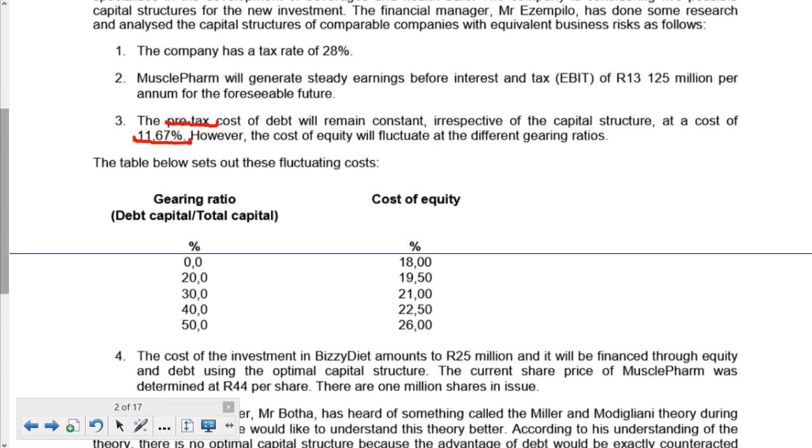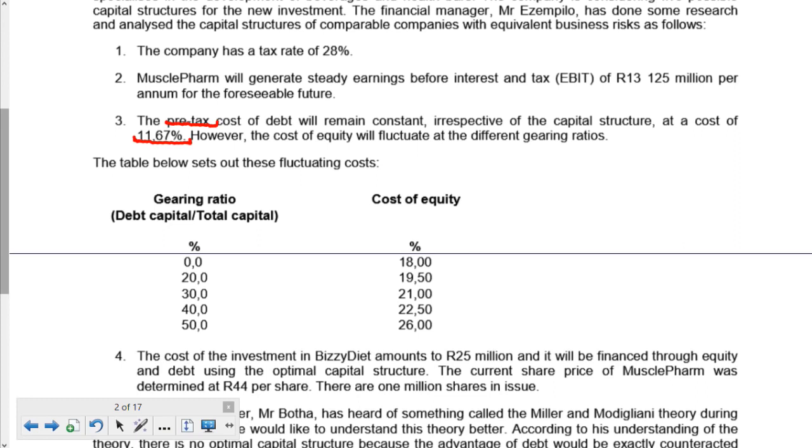As your debt to total capital changes, so this is 20% debt of total capital, 0% debt of total capital, so your cost of equity, you can see, climbs. We start off with, when we have no debt, our shareholders want a return of 18%, but when we have 50% debt of the total, they want 26% return. The cost of the investment is 25 million rand, and it will be financed through equity and debt using the optimal capital structure. So that's the new investment, 25 million.